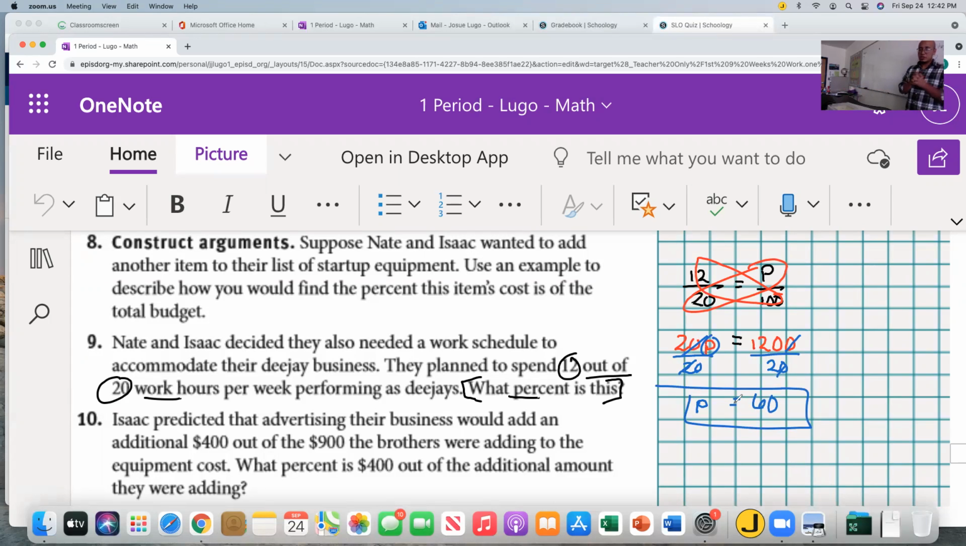Not too hard, ladies and gentlemen. Same process. As soon as you line up the fractions, you make an equation with a cross multiplication. And then finally, you divide by the number next to the variable. That gives you your final answer when you divide those two.